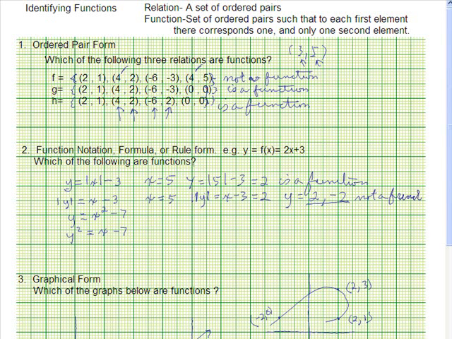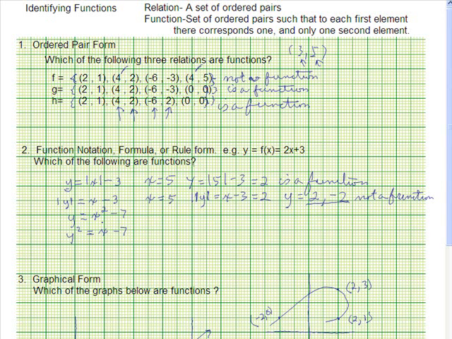Now, it's not the absolute value sign that kept it from being a function. It's where the absolute value sign was. When the absolute value was on the x, it was a function. When the absolute value is on a y, it turned out not to be a function.